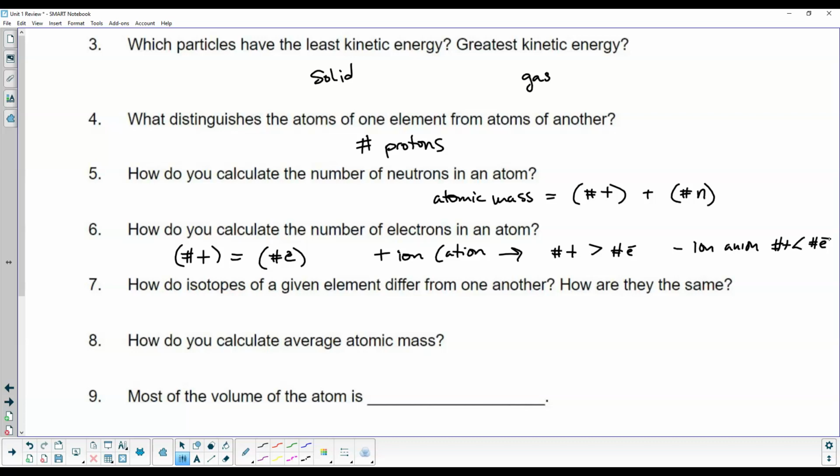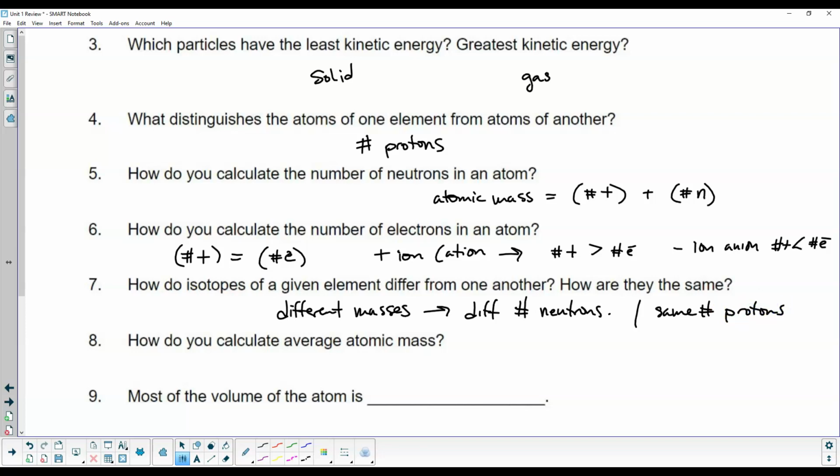How are isotopes of a given element different from one another? They have different masses. And why? Because they have different numbers of neutrons. Okay, how are they the same? They have the same number of protons.